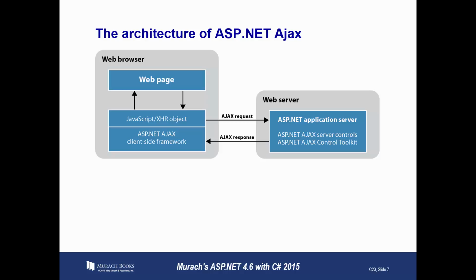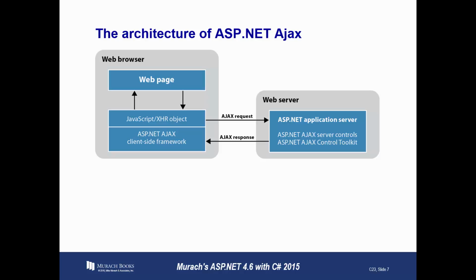When a postback occurs, the view state of the controls on the page is sent to the server as part of the request. Then the server processes the request. It updates the view state as necessary and sends a response back to the browser.